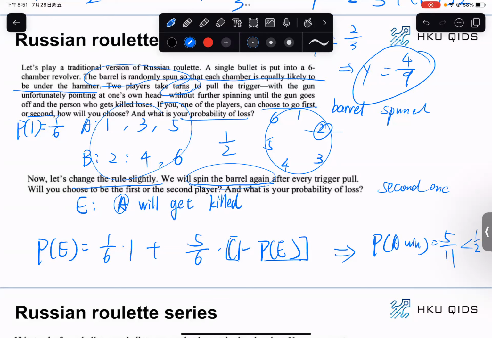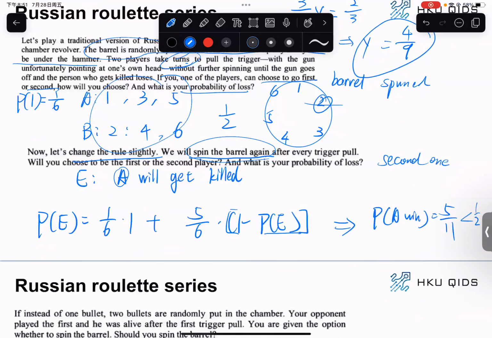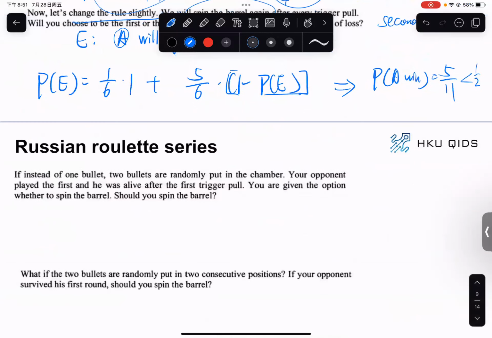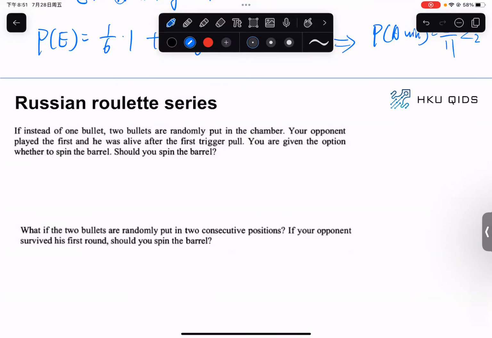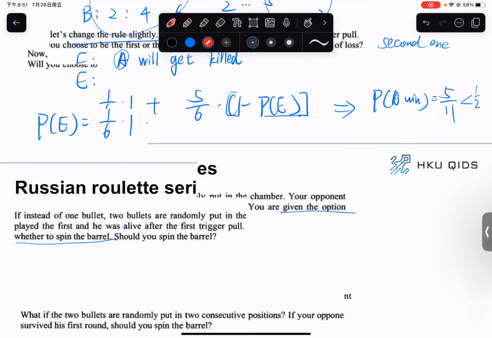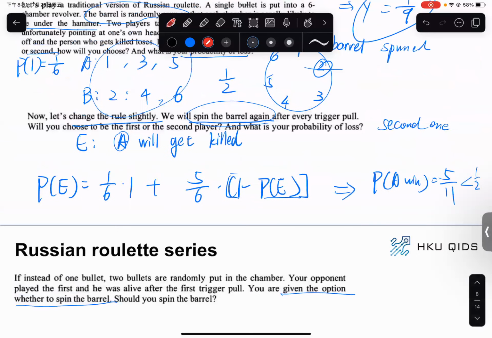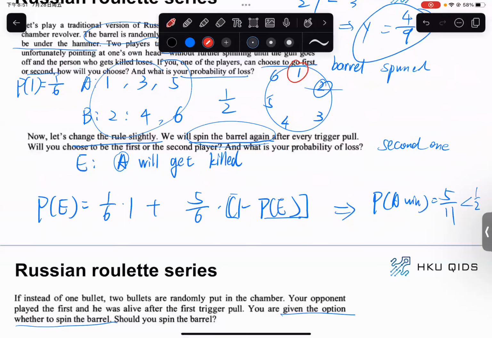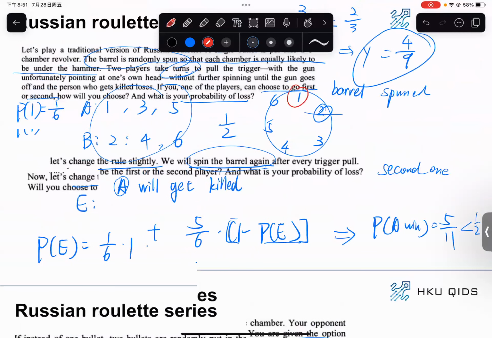And then let's come to another variant. If instead of 1 bullet, 2 bullets are randomly put in the chambers, and your opponent played first and was alive after the first trigger pull, and you are given the option whether to spin the barrel or not, should I spin the barrel? So after the first player has pulled the trigger, we know this chamber is empty.